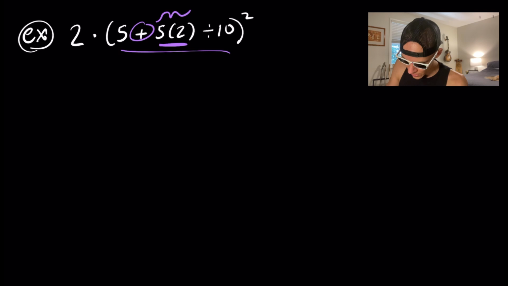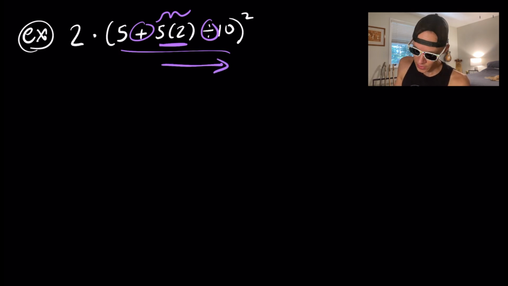So whenever you don't have that multiplication dot like we do here, just two numbers next to each other, and usually one of them's in parentheses, that's automatically assumed multiplication. And we have division. So since we got multiplication and division, just go left to right. We'll do the addition later.